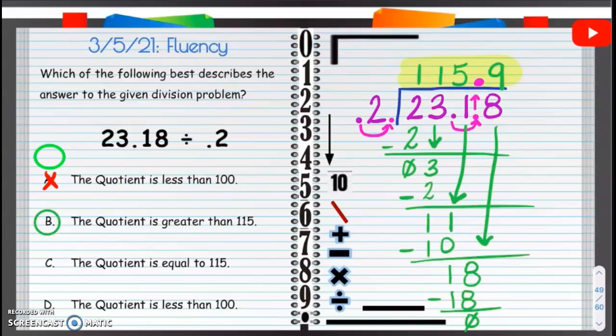The quotient is equal to 115. Nope, it's not equal to that because it's more. It has that decimal there. It has that extra change. Or is the quotient less than 100? Well, no, because it already asked that for letter A, so it tried to trick us and give it to us again. It is not less than 100.